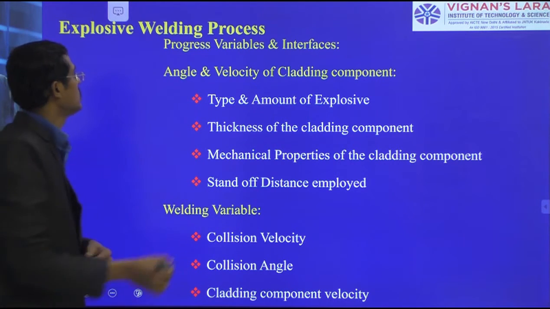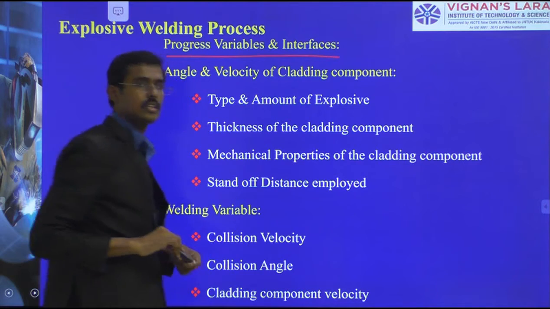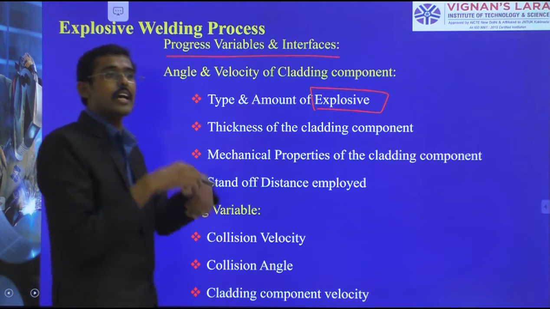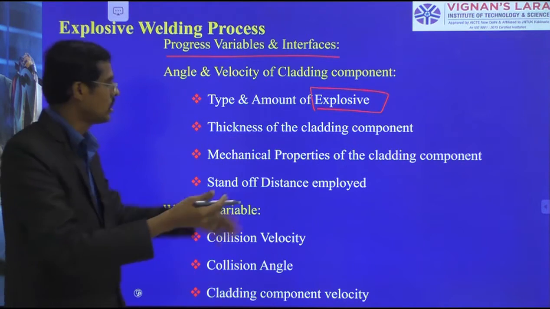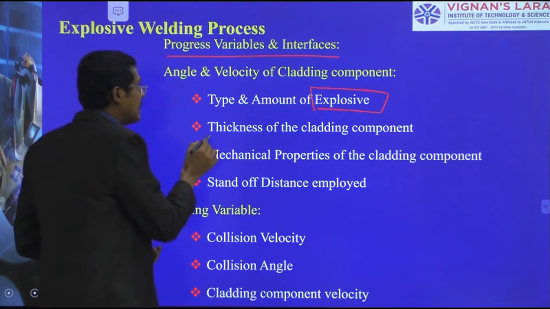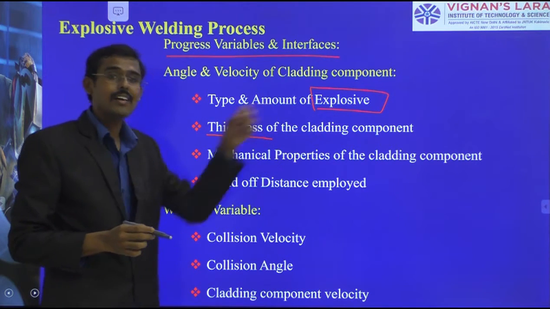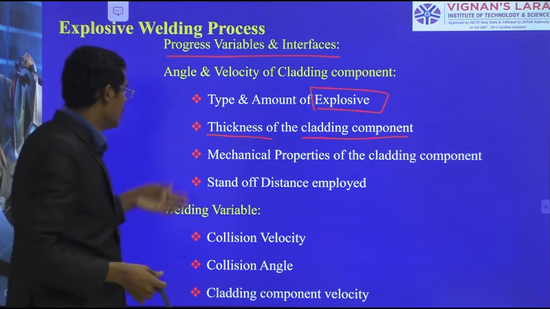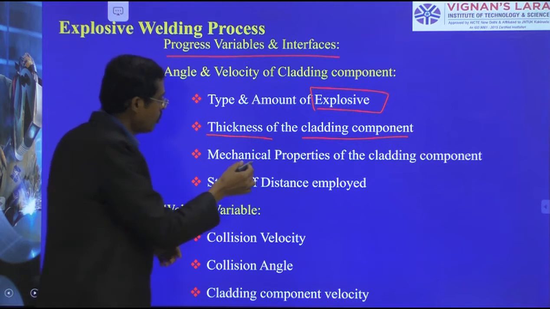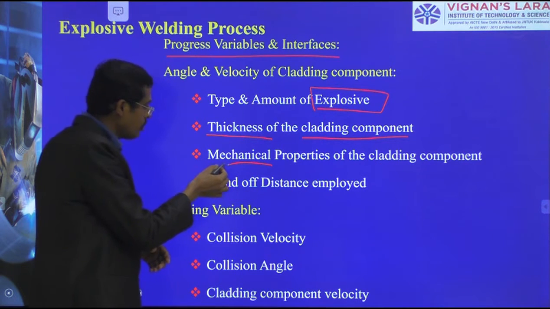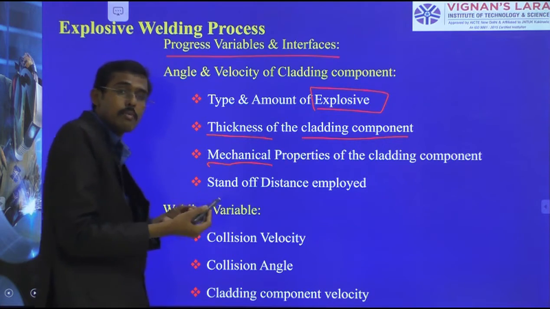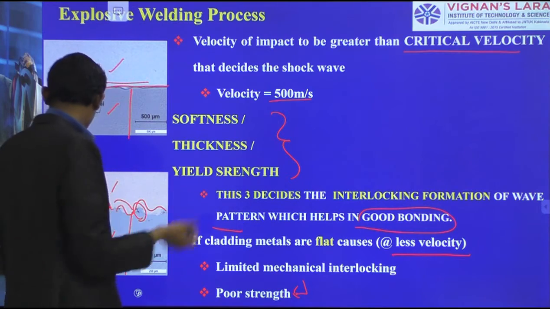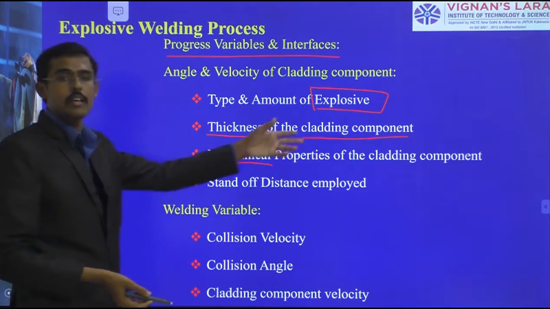What are the welding variables, the process variables, for making this explosive welding? The type and amount of explosive. What type is it, whether heavy explosive or lightweight explosive? The type and amount, how much volume we are using, is based upon the thickness of the cladding component. Cladding is the upper component, and also the thickness of the base material. We have to consider the mechanical properties of the cladding component: how ductile it is, how much thickness, how much softness. This point we have seen here: the softness, thickness, and yield strength of the cladding material will decide the interlocking.